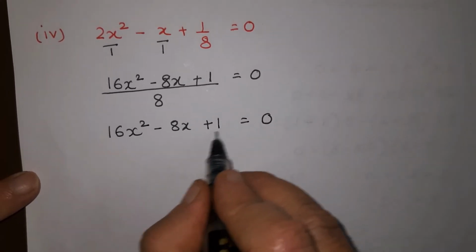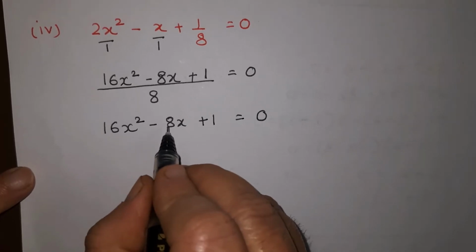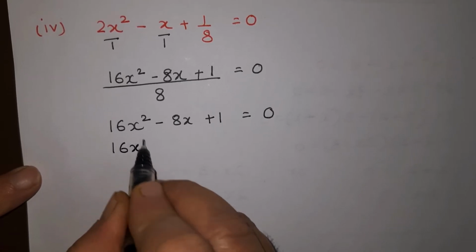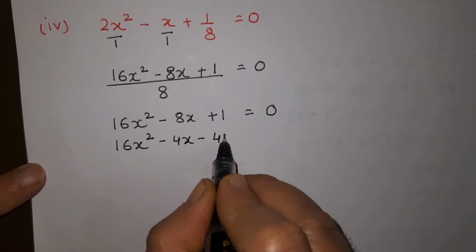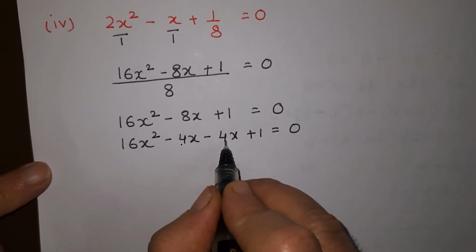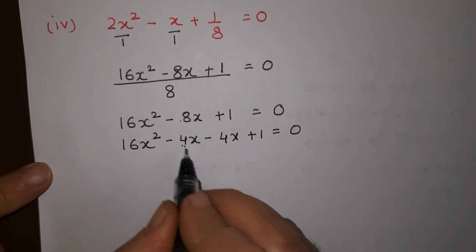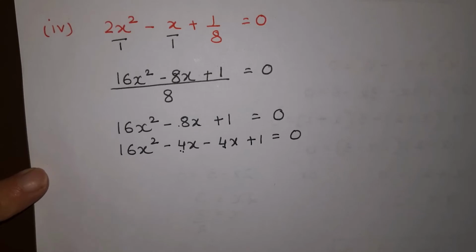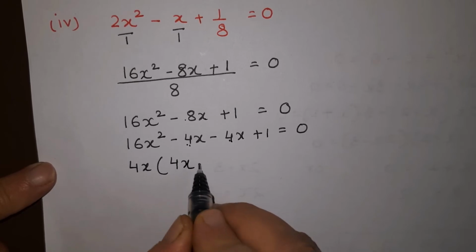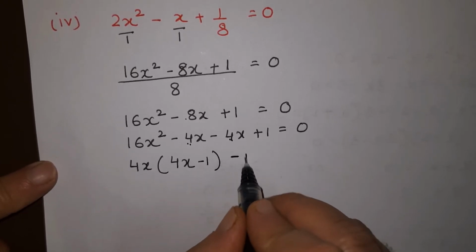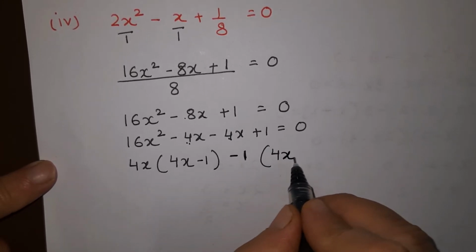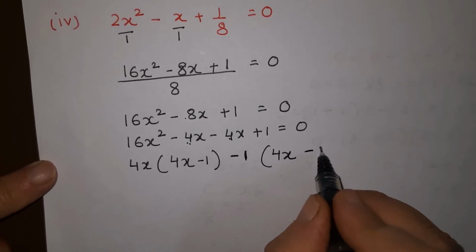Now we want two numbers whose sum is -8 and whose product is 16 into 1, that is 16. The numbers are -4x and -4x. So see, we have split the middle term. -4x and -4x is -8x, and -4 multiplied by -4 is 16. So let us take 4x common from here. So from here 4x is left, from here 1 is left. -1 is common because here we have 4x and here we have 1. So here -1 is common. So 4x - 1 is left.